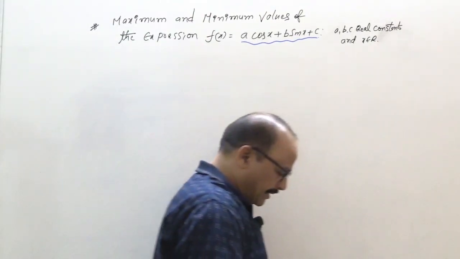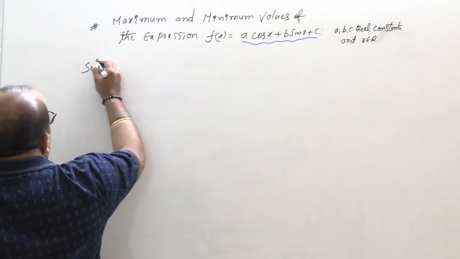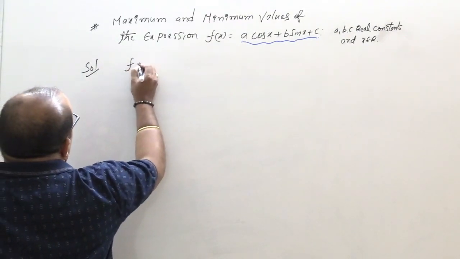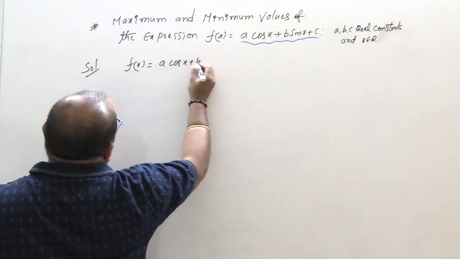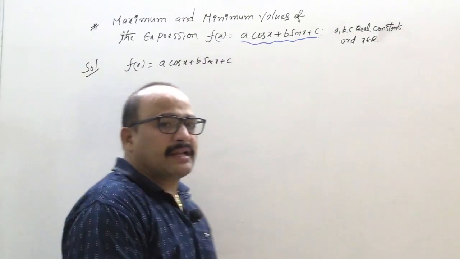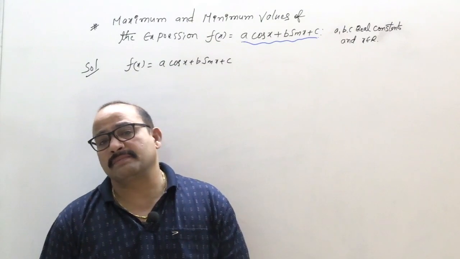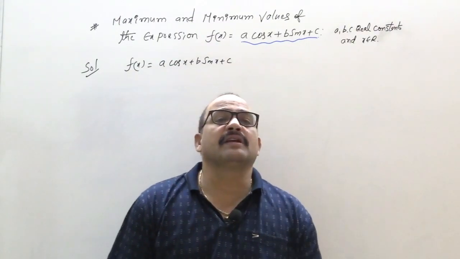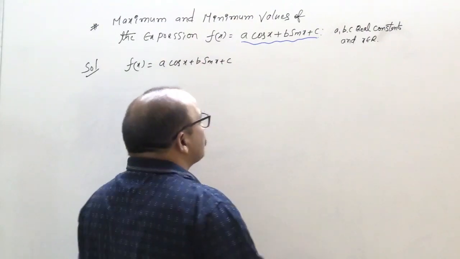Yes, students, now I am taking the expression f of x. How to find the solution or proof? f of x is equal to a cos x plus b sin x plus c. Students, now I am taking the polar coordinate system. What is the polar coordinate system? It is very useful in complex calculation problems. We will use that polar coordinate system, students.